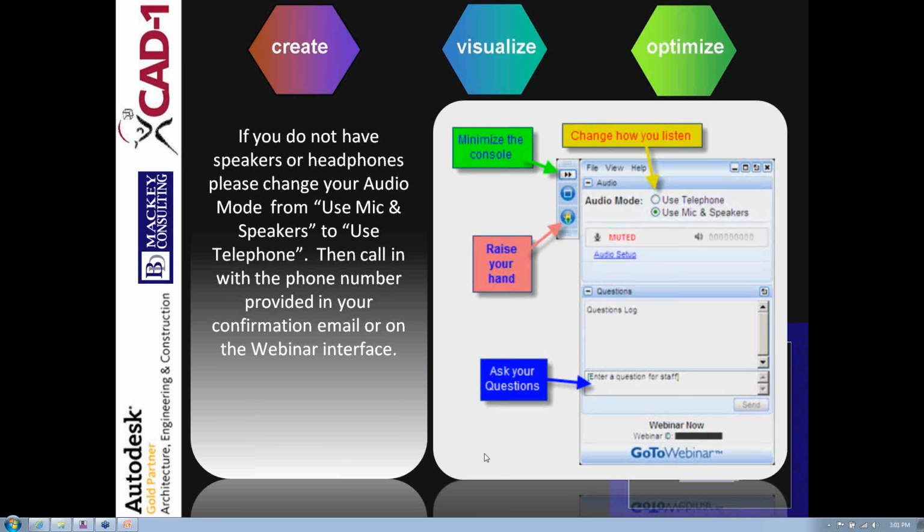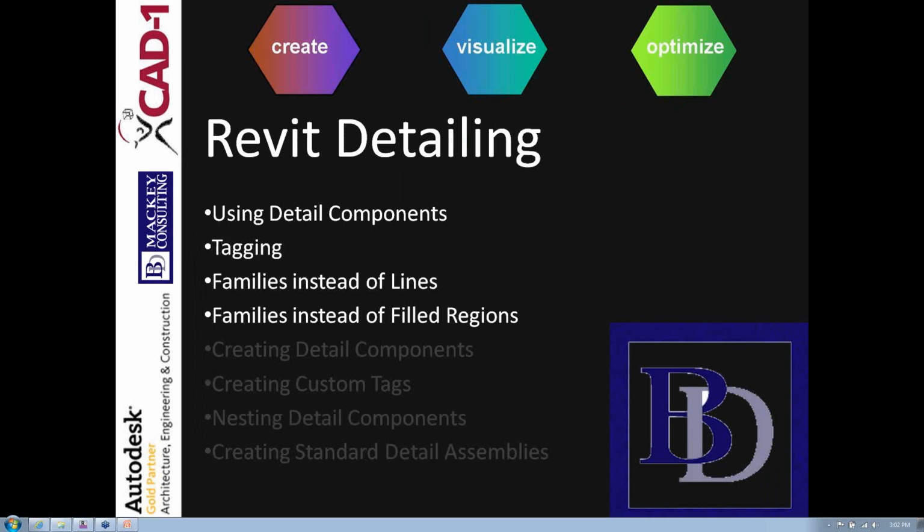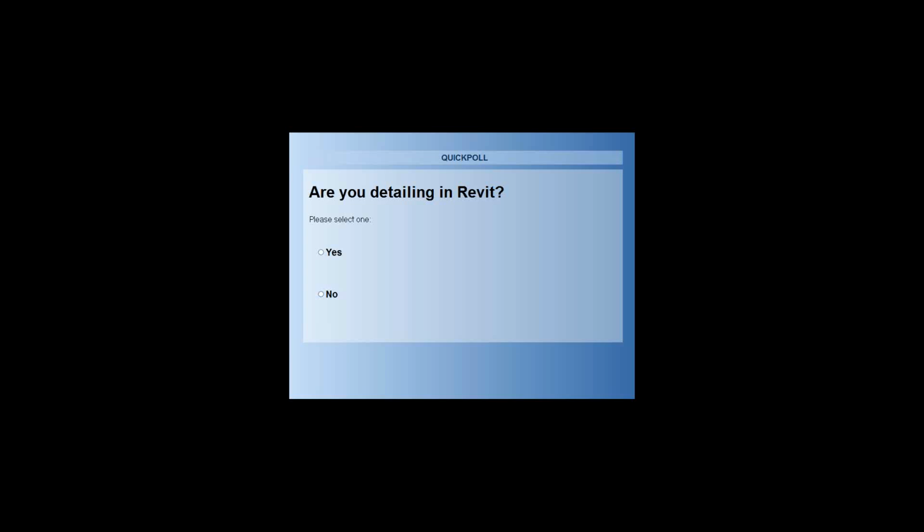Now, getting on with the show, we're actually getting into detailing in Revit, and for this first part we'll be covering using detail components. Within that, we'll also do tagging. You can see on the screen: families instead of lines. A big portion is that we're no longer in AutoCAD, no longer drawing lines that are useless. We're getting into more intelligent things, and also using families instead of filled regions, or, for those still in AutoCAD land, hatch patterns. So we're getting into more intelligent modeling, and here I'm joined by Brian Mackey, who's going to take us through the land of detailing in Revit.